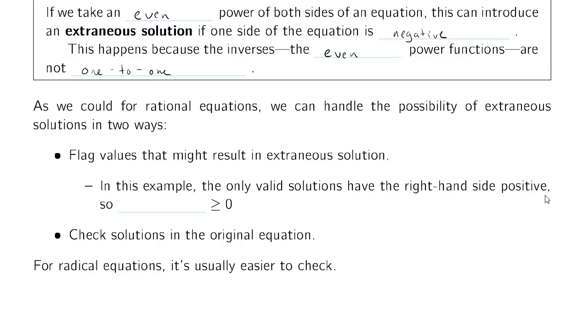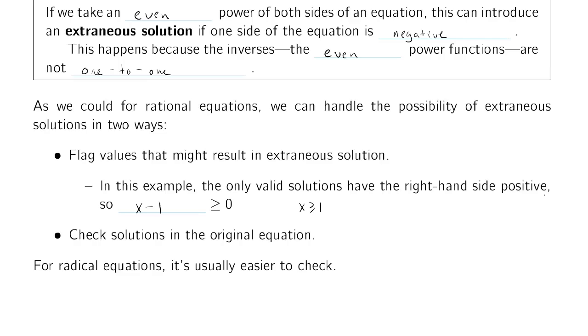In this example, the only valid solutions made the right-hand side positive. That is, x minus 1 had to be positive. So solving that, we would get x is greater than or equal to 1. So we would know that the solution negative 1 would be thrown out because it's not greater than or equal to 1. Or we could check solutions in the original equation.